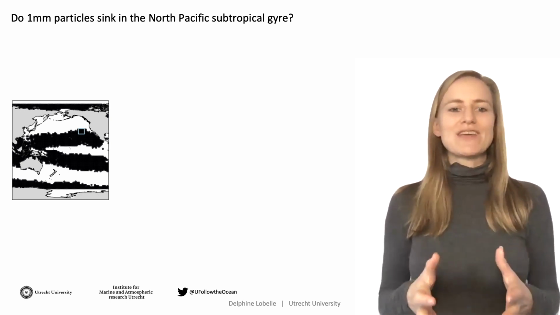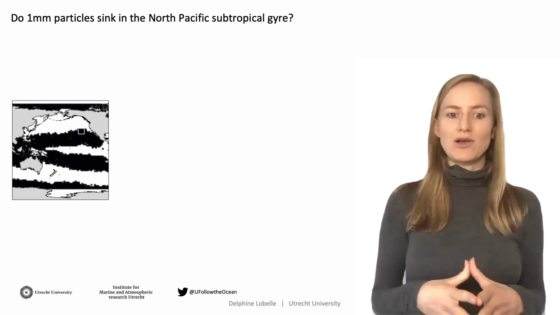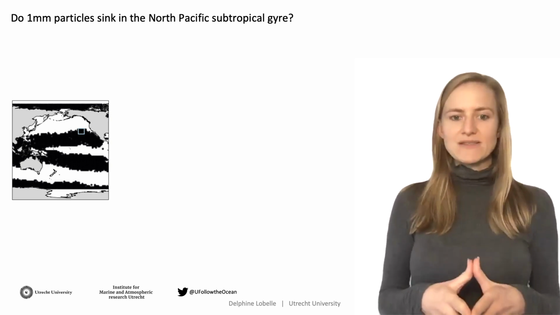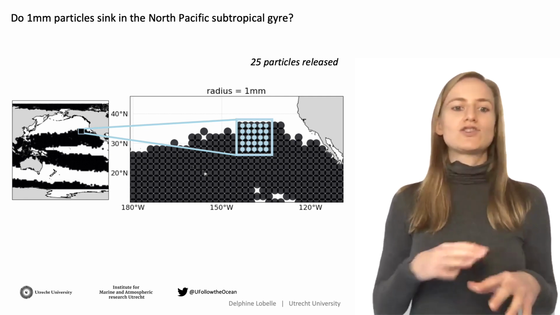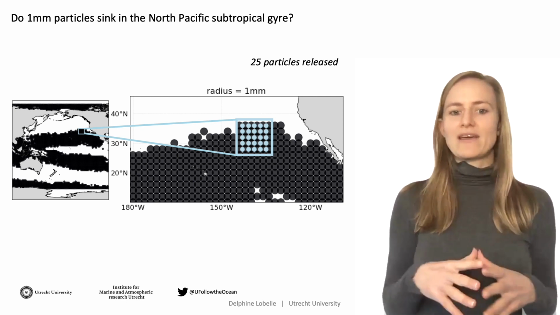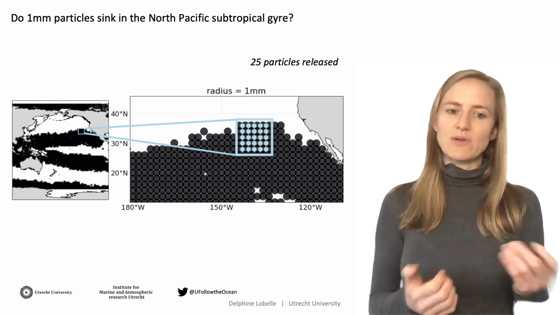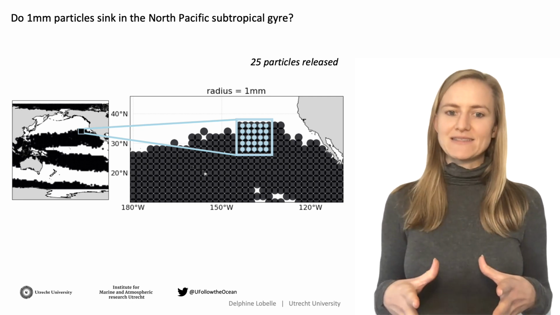So let's choose the location that is known to have one of the largest concentrations of ocean plastic on the globe, the North Pacific subtropical gyre. 25 particles of the largest size in our study, 1 millimeter, are released on a 2x2 grid within the black area, which is where the particles didn't sink within the 90 days in the previous plots. And this time the simulations are run for 1,000 days.